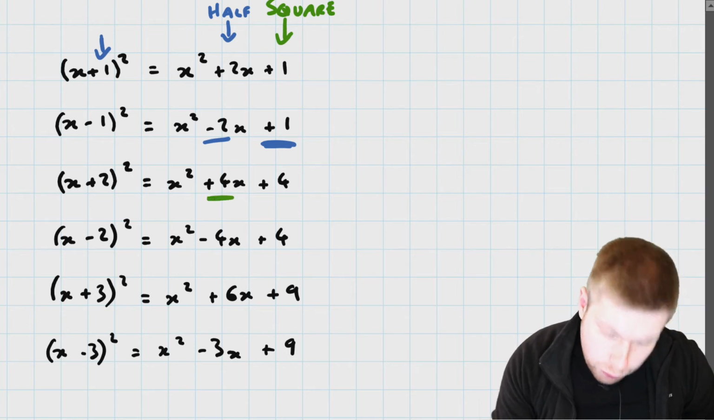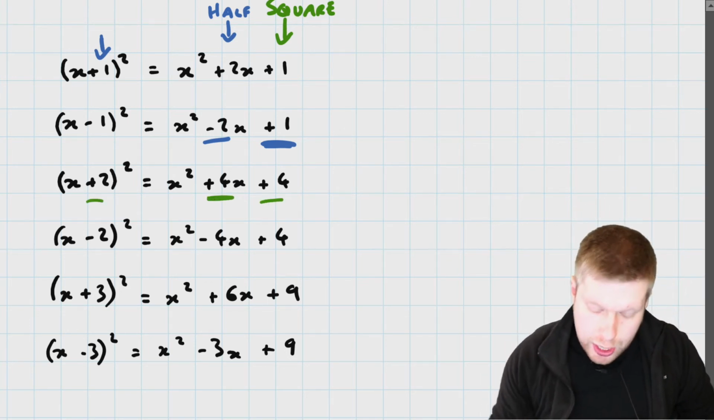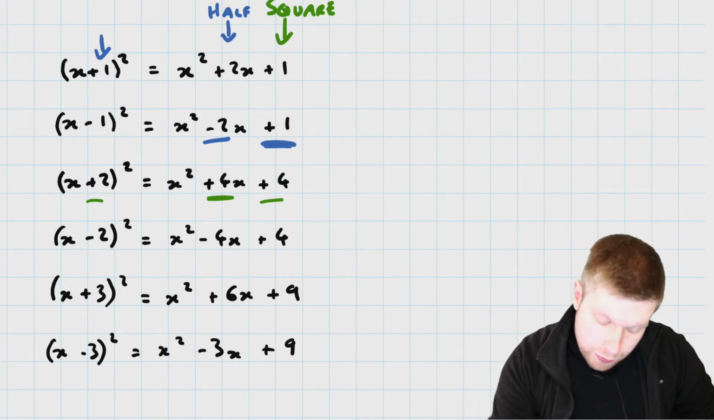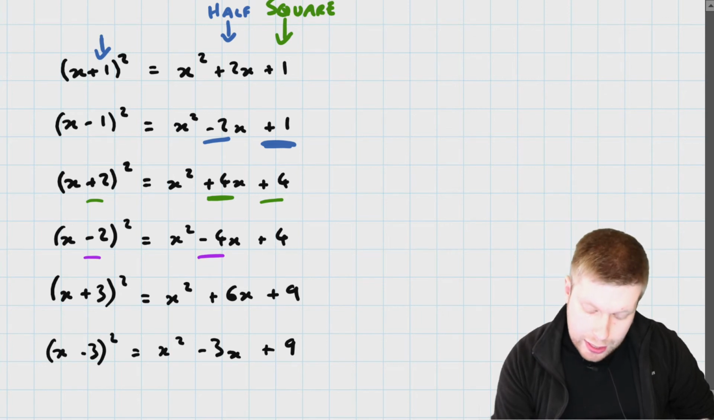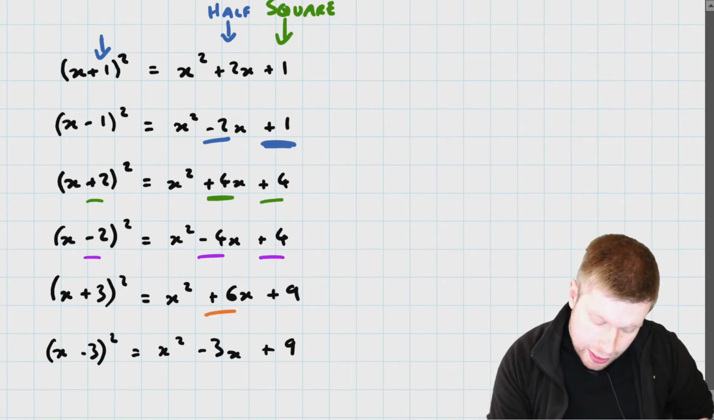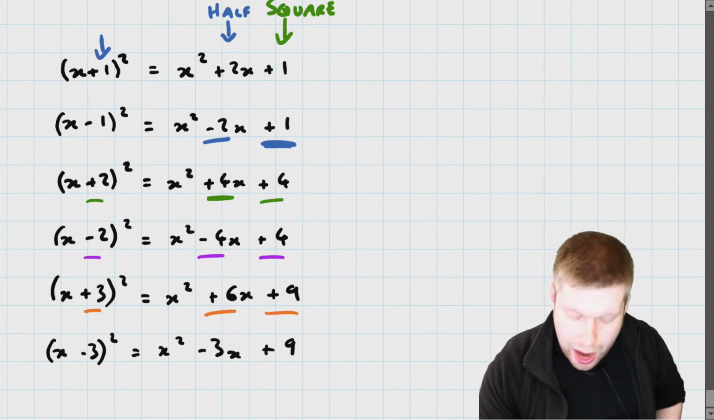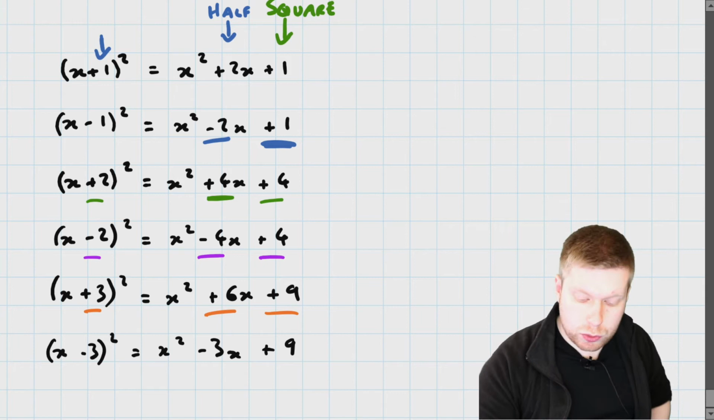So this positive 4, you halve it, you get positive 2. You square that positive 2, you get your positive 4. If you take the negative 4 in this case, you halve it, you get negative 2. You square the negative 2, you get positive 4. Keep going. If you take the positive 6, halve it, you get 3. Square it, you get the positive 9. And the same is also true for the last one.